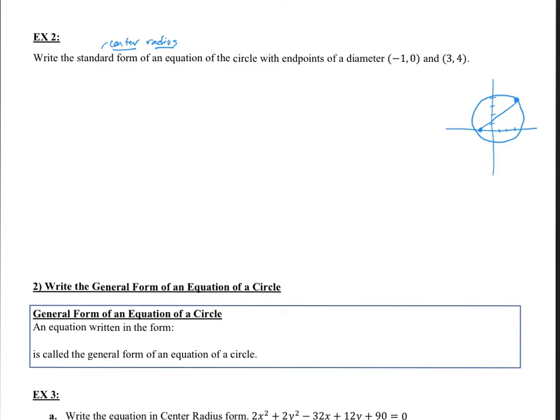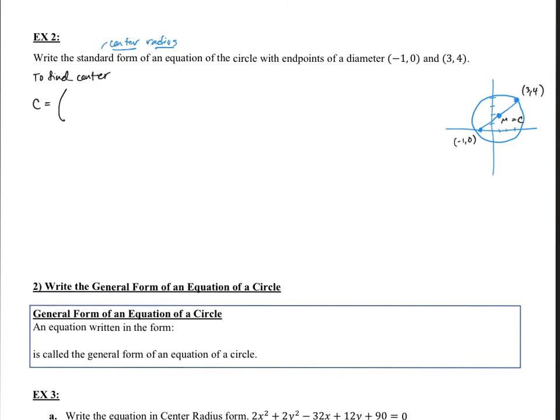Now remember, I'm trying to find my center and my radius. Let's think of ways to find that. I know the center should be directly in between my diameter. It should be the midpoint of my diameter. Do I know how to find the midpoint between 2 points? I do. Let's use the midpoint formula. To find the center, we're going to use the midpoint between our two values, (-1, 0) and (3, 4).